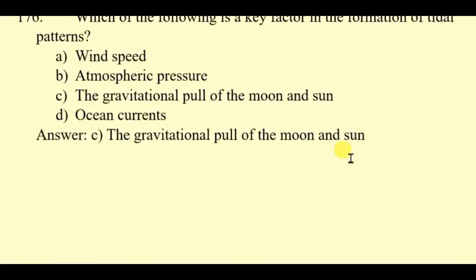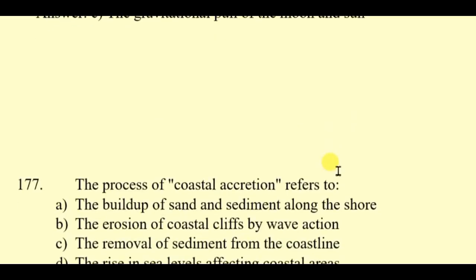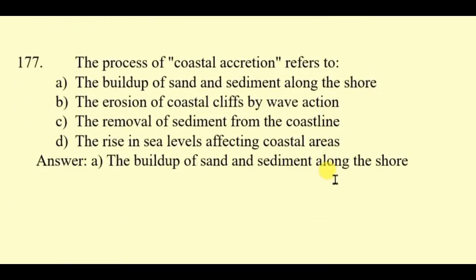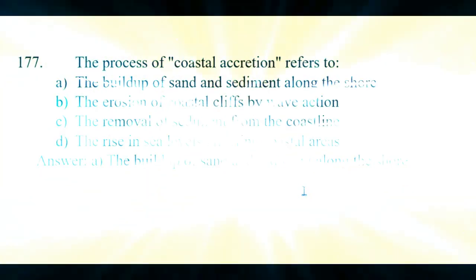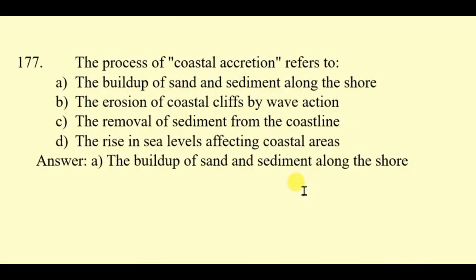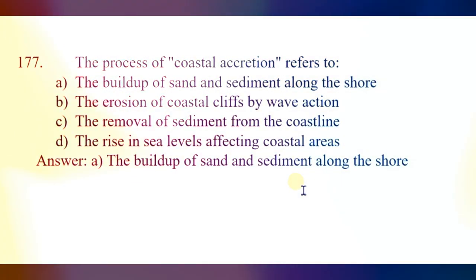Question 176. Which of the following is a key factor in the formation of tidal patterns? Wind speed, atmospheric pressure, the gravitational pull of the moon and sun, ocean currents. Here the right answer will be the gravitational pull of the moon and sun. Question 177. The process of coastal accretion refers to: the build-up of sand and sediment along the shore, the erosion of coastal cliffs by wave action, the removal of sediment from the coastline, or the rise in sea levels affecting coastal areas. Here the right answer will be the build-up of sand and sediment along the shore.